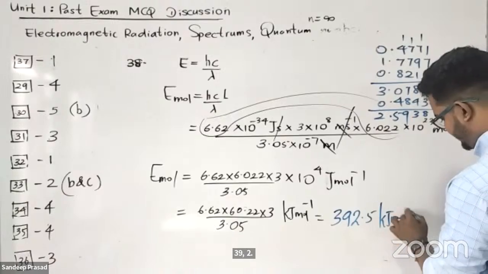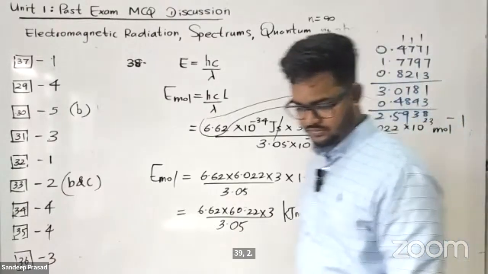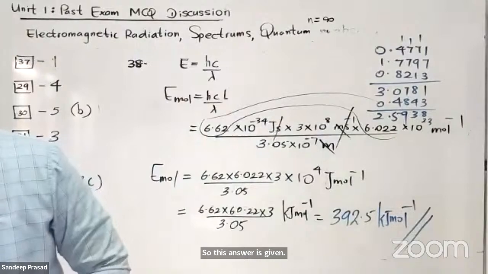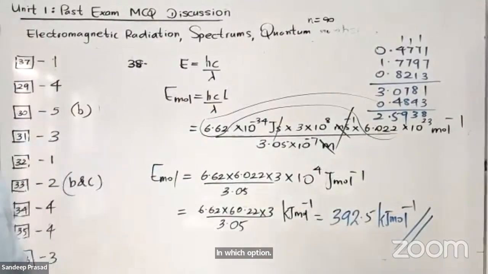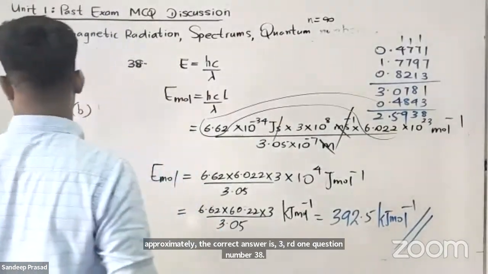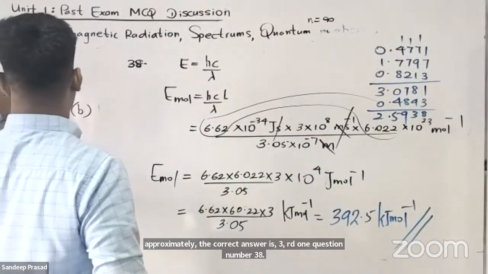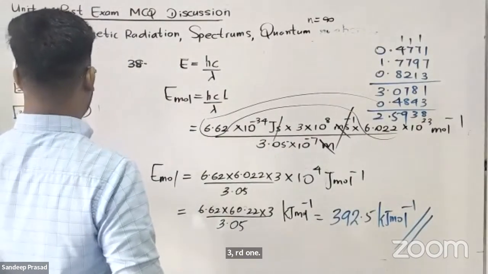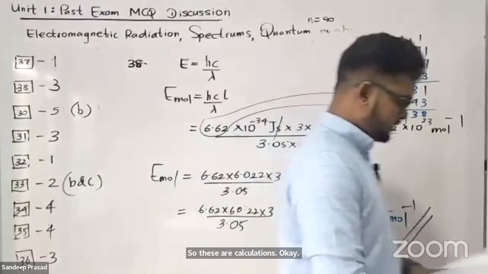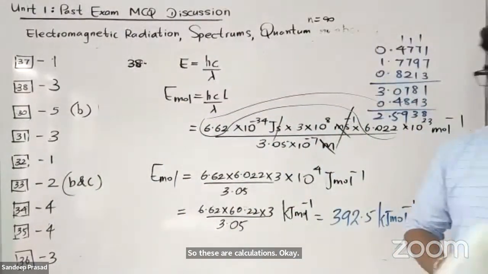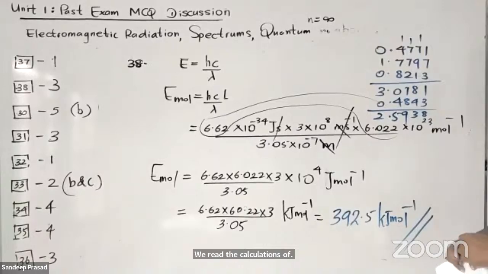So this answer is given in which option? Yeah, approximately the correct answer is the third one. Question number 38, answer is the third one. So these are calculations, okay? We did the calculations of electromagnetic radiations.